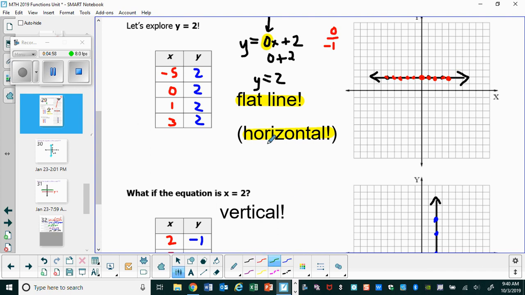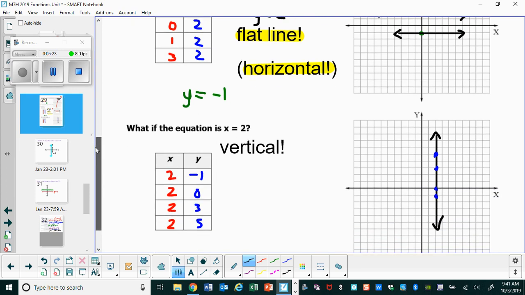Now let's say I ask you to graph y equals negative 1. You don't have to worry about the table of values. Just say, okay, it's going to go through negative 1, and it's going to be a flat line that goes through negative 1. Just make sure you have the arrows on the end, and you've just graphed y equals negative 1. It's a flat line with no steepness, and it goes through negative 1.